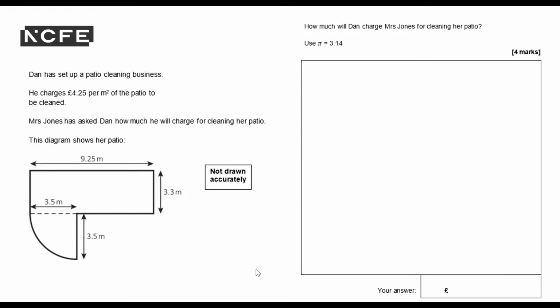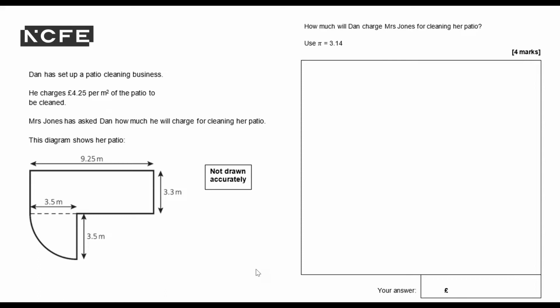Dan has set up a patio cleaning business. He charges £4.25 per metre squared of the patio to be cleaned. Mrs. Jones has asked Dan how much he'll charge for cleaning her patio. This diagram shows her patio. How much will Dan charge Mrs. Jones for cleaning her patio?